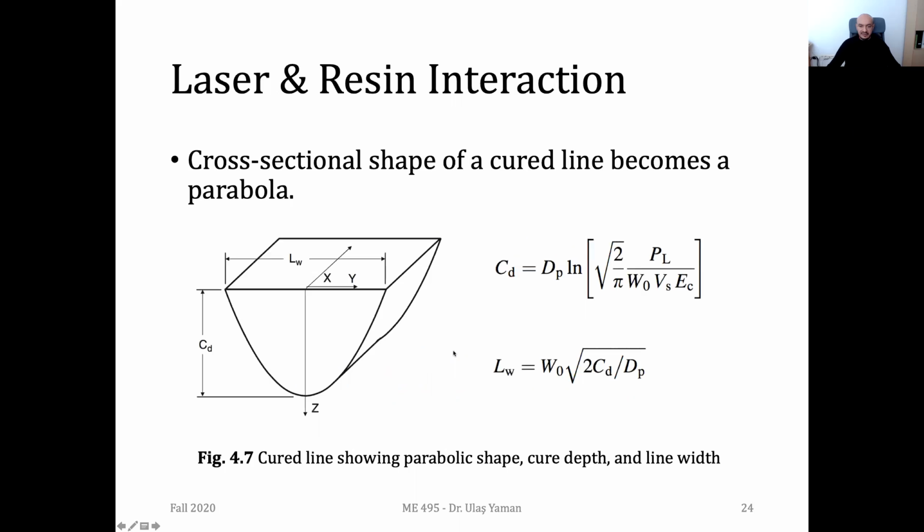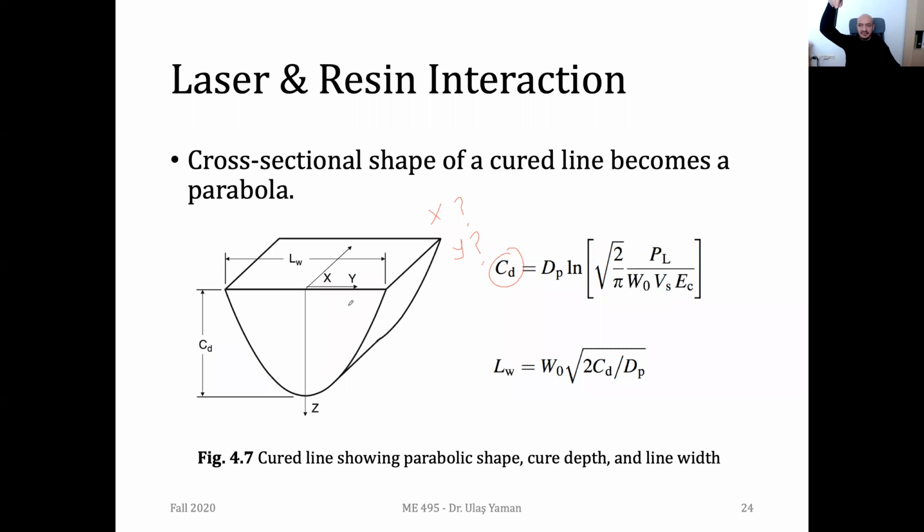Another thing is about the curing depth. Since I said that this is one of the most important parameters, curing depth. This is the depth of curing as shown here. And this is a typical actually region or cross-sectional shape of our cured line. So what do you think in this configuration? Is our laser moving in X or Y direction? Is it moving in X or Y?